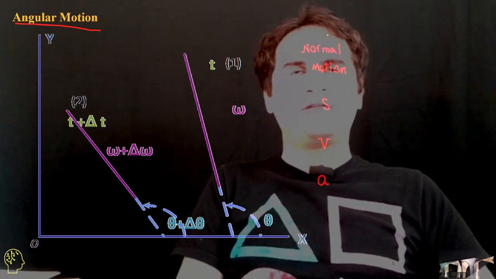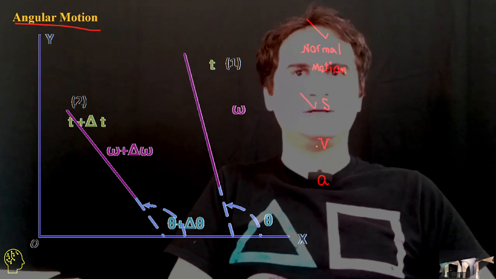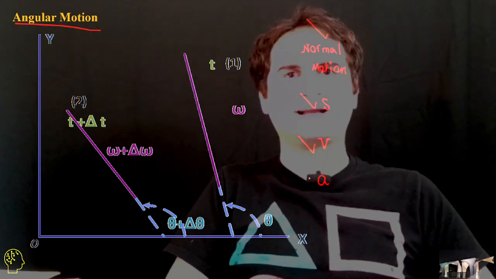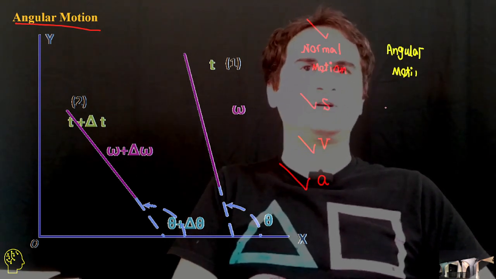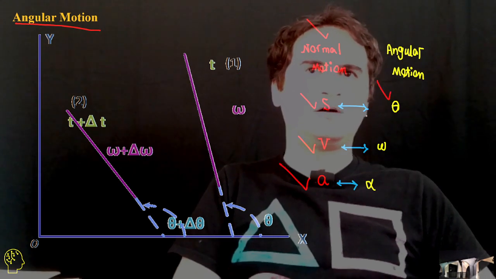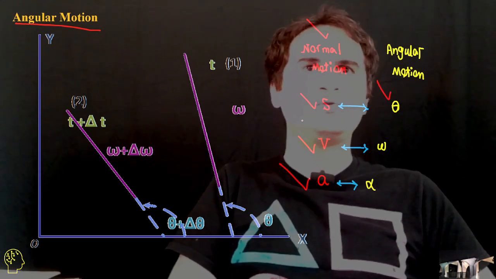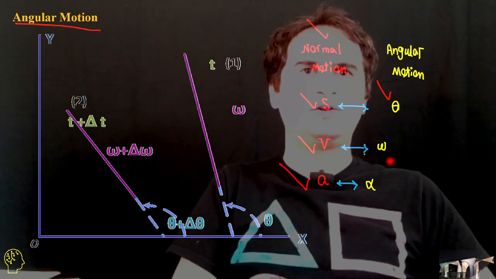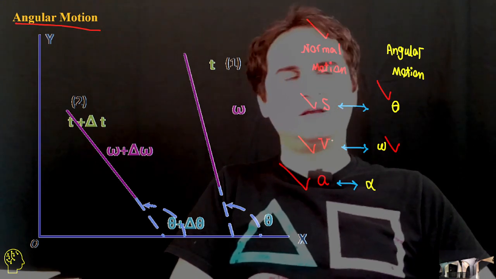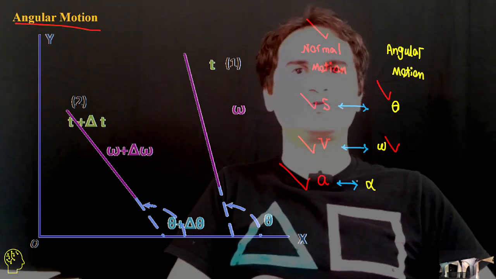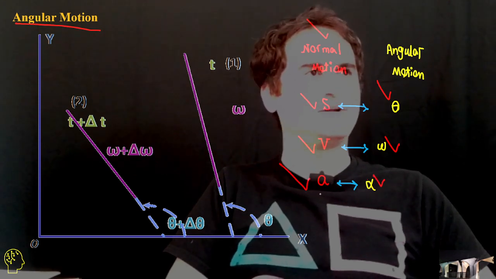In normal motion, we have displacement like capital S, velocity like v, and acceleration. We have the same terms in angular motion with theta. It's very identical to S in normal motion. We have W, which is the angular velocity, again very similar to velocity in normal motion, and alpha, which replaces acceleration or A.